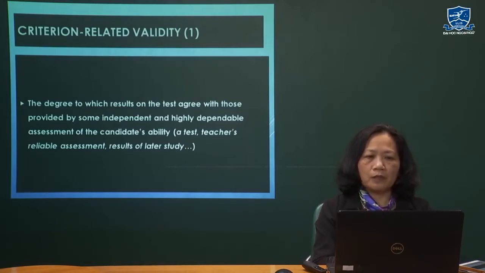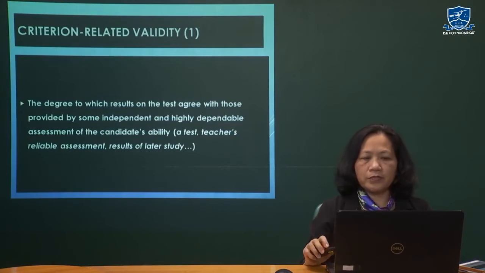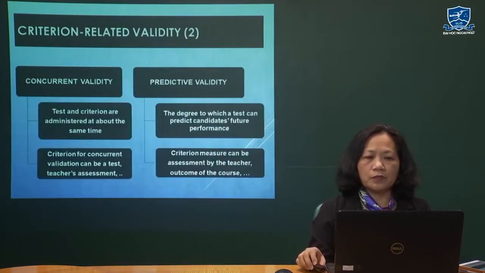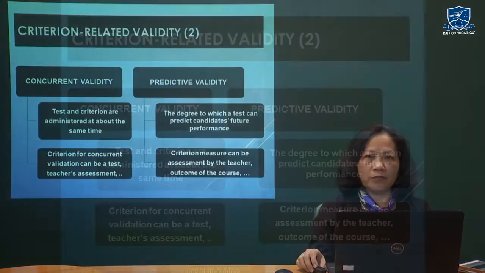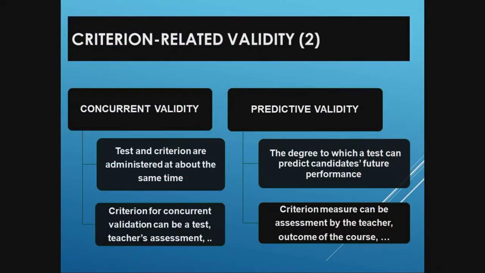So criterion here refers to the result of another test or another form of assessment, or the result of the study of the test taker after they take the test. So for criterion-related validity, we have two different forms. The first one is concurrent validity, and the second one is predictive validity. So what is concurrent validity?